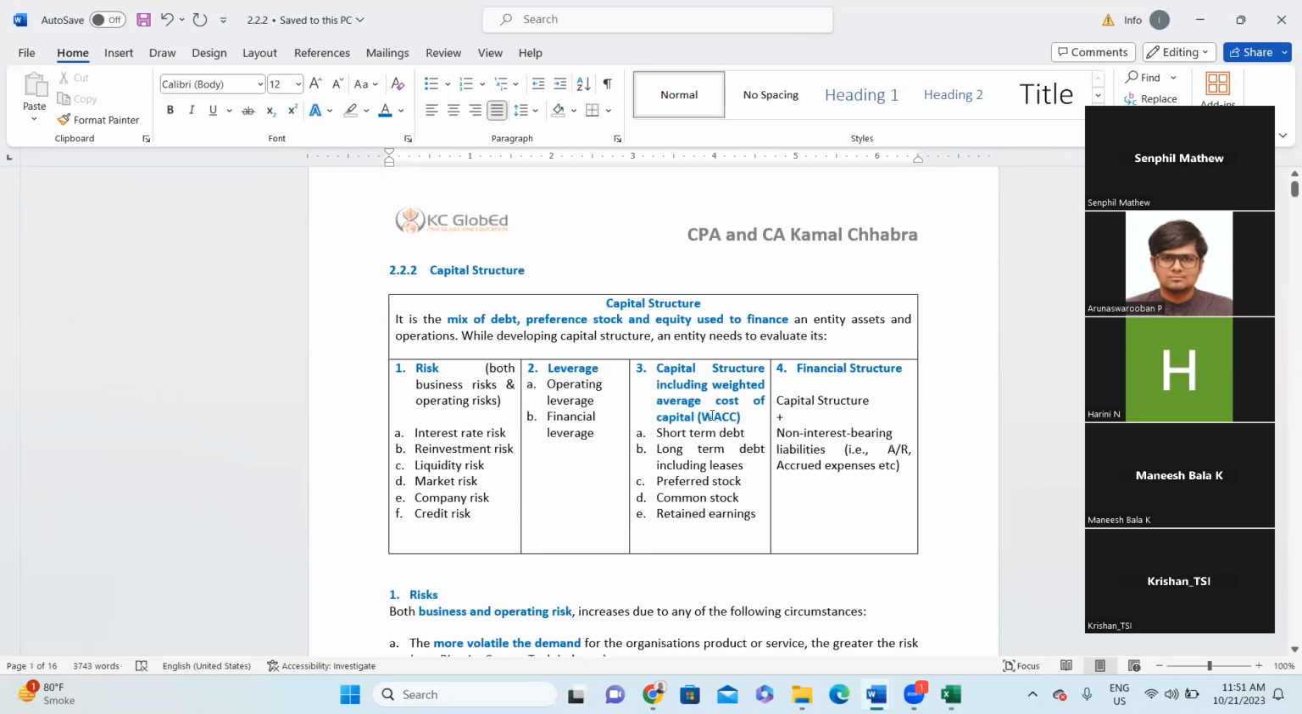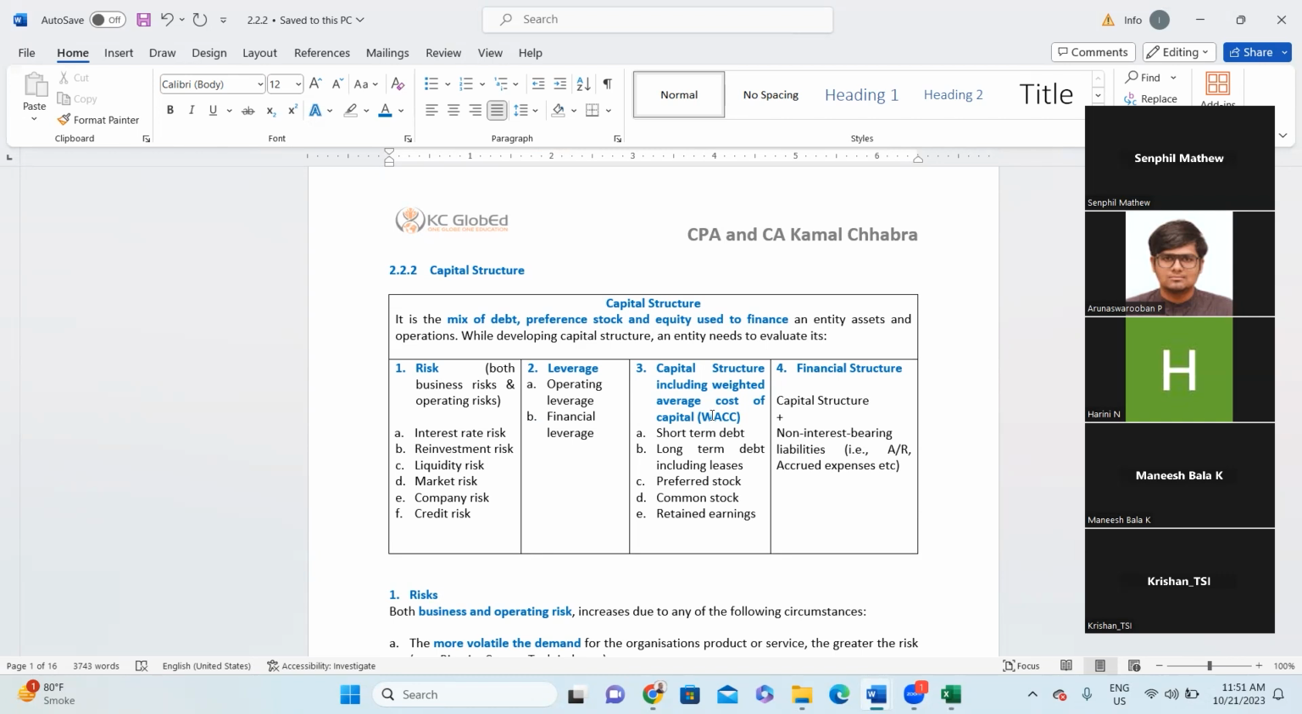Right now, the third thing is capital structure. Like we were discussing earlier, capital structure is a mix of your equity, your preference shares, your debentures, your debt, and your loans and everything, right? In this, another concept is weighted average cost of capital.